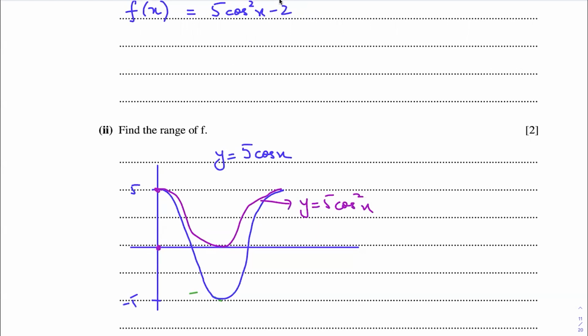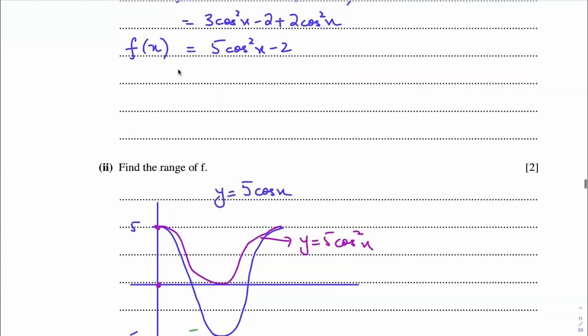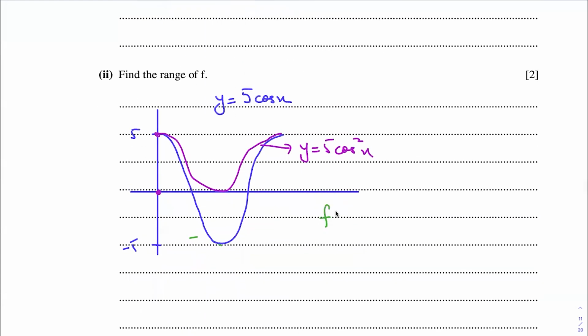But the function f of x is 5 cos squared x minus 2, which means the graph of 5 cos squared x would be shifted 2 units downwards. The point 5 would be shifted to 3 and this lowest point, which is at 0, will be shifted to minus 2. So the minimum value of f of x would be minus 2 and the maximum value would be 3.